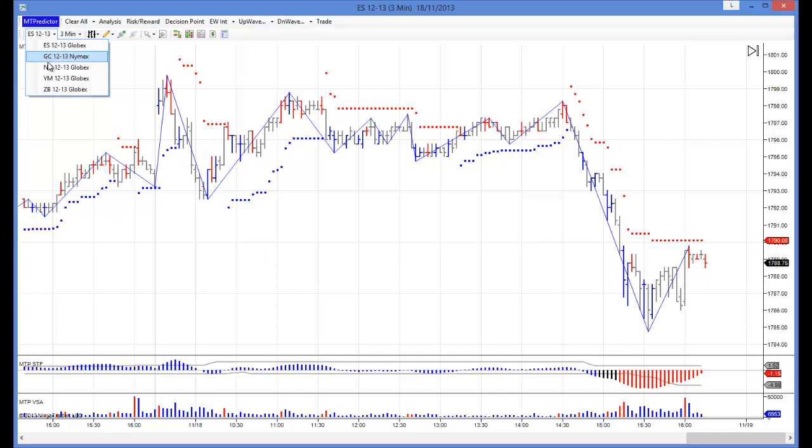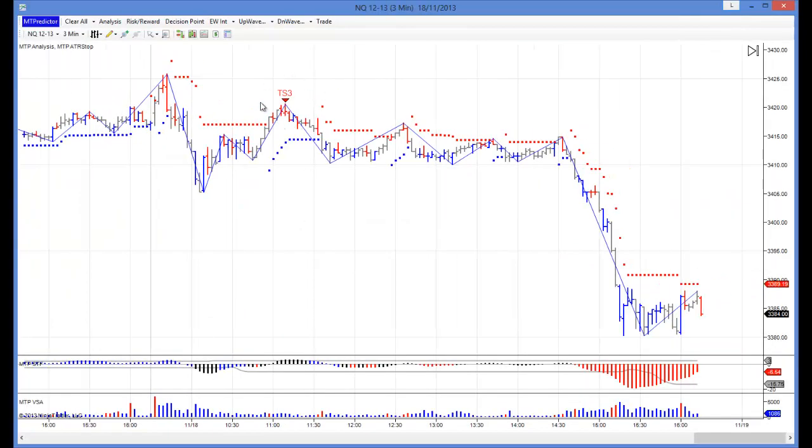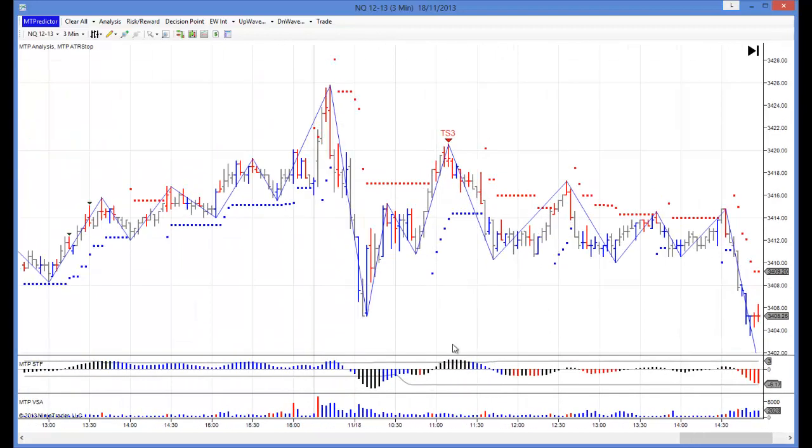The one I want to start by looking at is the NQ. The reason being is that this was a standard MTPredictor trade setup. It was a standard MTPredictor trade setup because the STF, which is our trend color-coded indicator, which you can see here, was black at the time of the TS3 sell, so it was a standard trade setup.